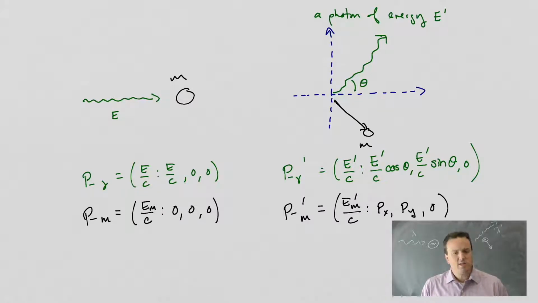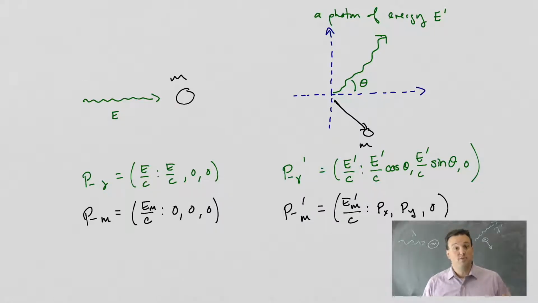But for now, I'm just going to label it as the final energy of the electron divided by c for the time part, and then I'm going to call px and py the two spatial parts of the four momentum of the electron. Now, I'm hoping that all of the conservation laws that I have and all of the identities will make it so that I never actually have to solve for the numbers given by px and py. Of course, maybe I can at the end of the day.